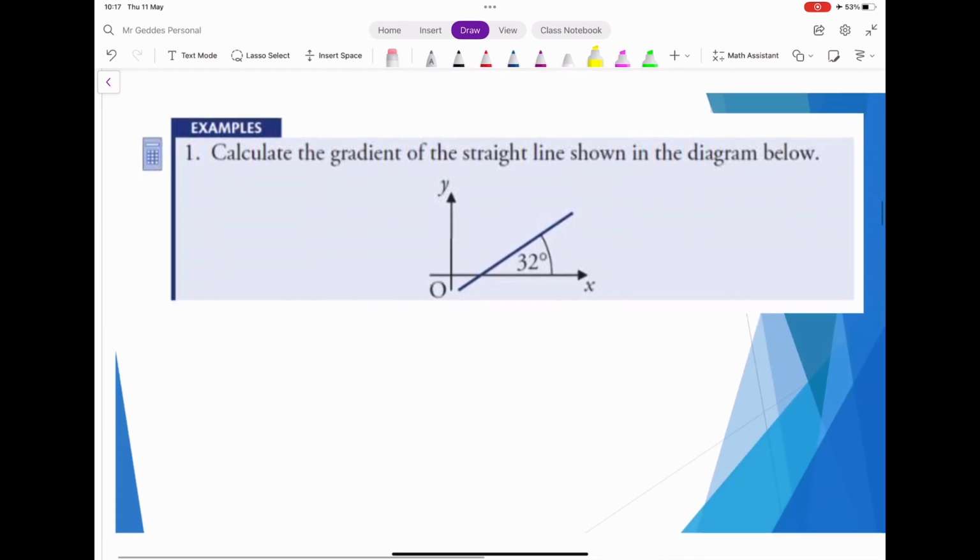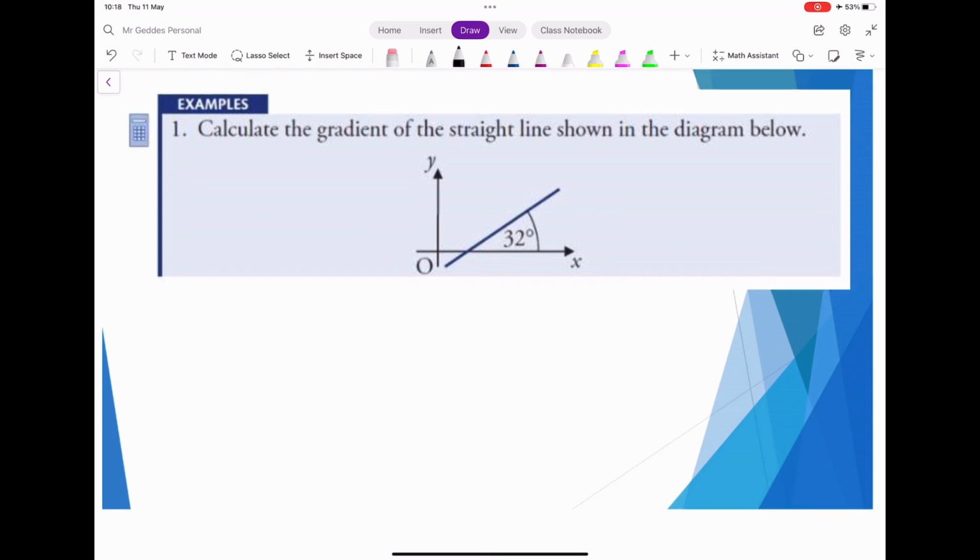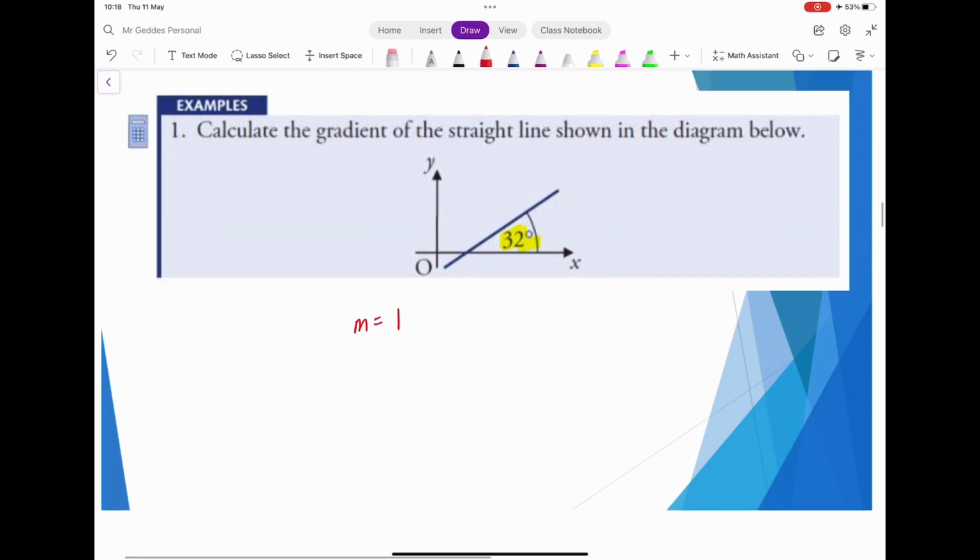So let's move on and have a look at this. This example that we have in our notes is based around the m equals tan theta formula, because you can see you've got a straight line, you've got the angle. We can find the gradient of that line by doing m equals tan theta, subbing in 32, using our calculator. You can see the angle there, 32, and we'll put it in our calculator and calculate the gradient of that line using m equals tan theta.